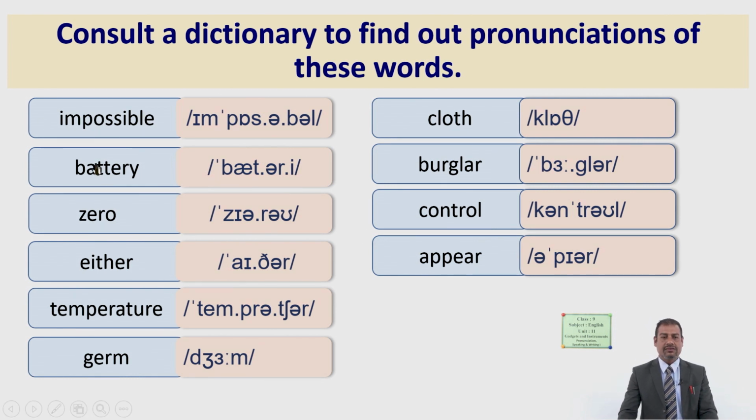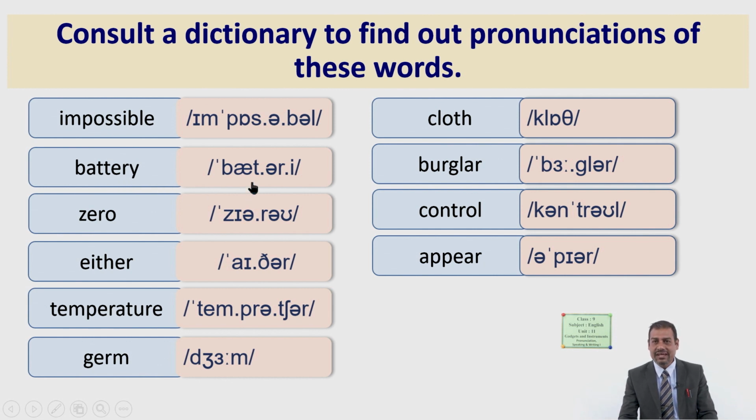The first word we have is impossible, impossible. So how do you pronounce it? Listen to me very carefully. Impossible. Now all of you try to pronounce impossible. Impossible. Okay? One more time. All of you pronounce it. Good. Impossible.